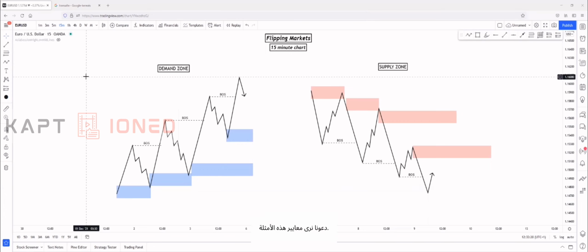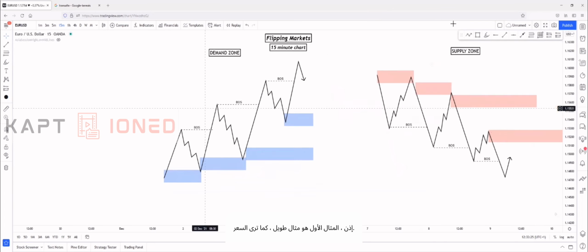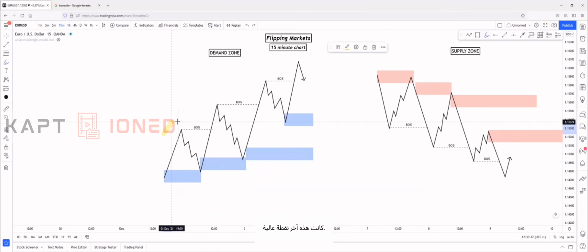Let's see the criteria on these examples. So the first one is a long example. As you can see, price, let's say, created an inefficient movement to the upside, because you won't see inefficiency on this line. But let's say with candles, it created inefficiency. First criteria is fit. This was the last high point. This was the last low point. Price with an inefficient movement broke through the last high point. So it broke structure to the upside. So the second criteria is fit.